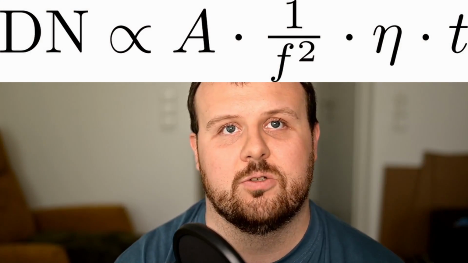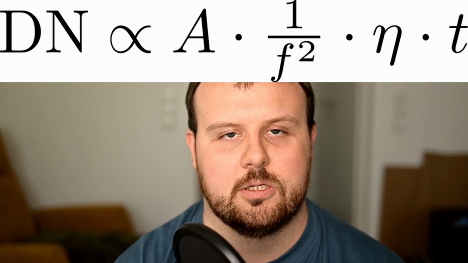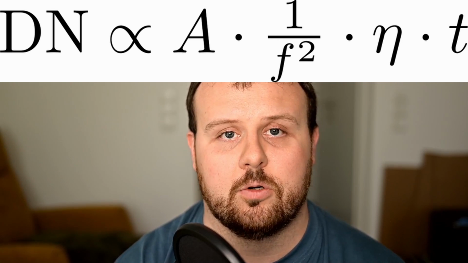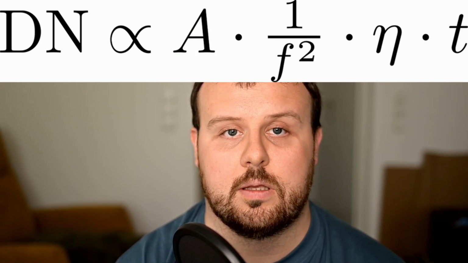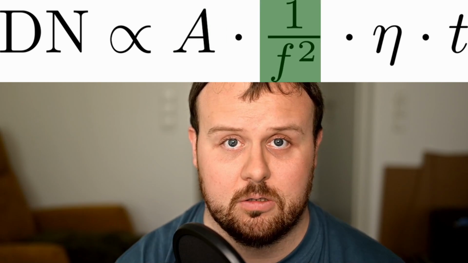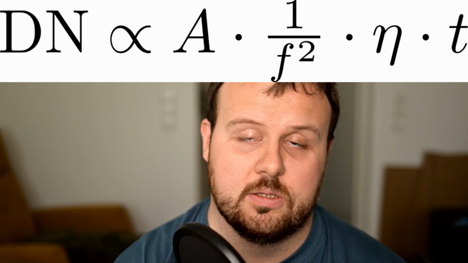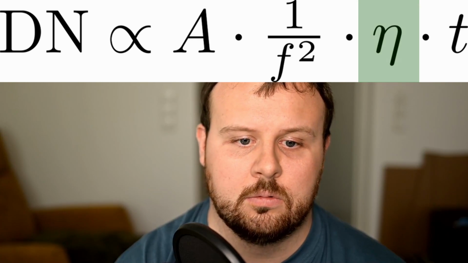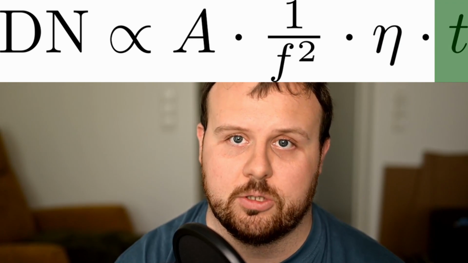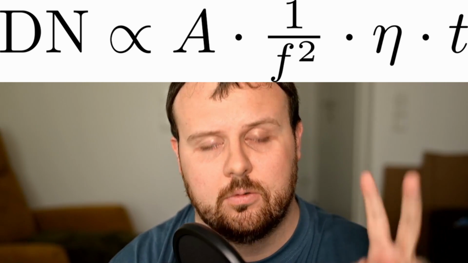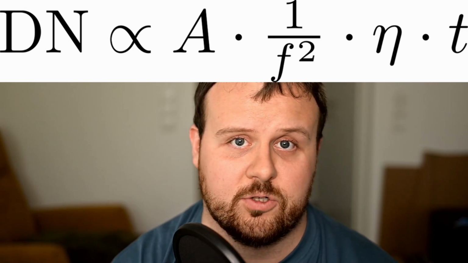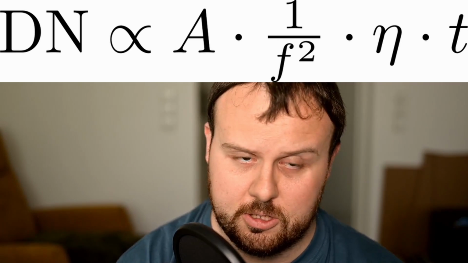So this equation looks a bit more complicated than it actually is. It all says the digital number is proportionate to the pixel area times 1 over the f number squared times the efficiency eta times the exposure time. The higher the digital number, the better the signal we get. And the better signal we get, the less noise there is.